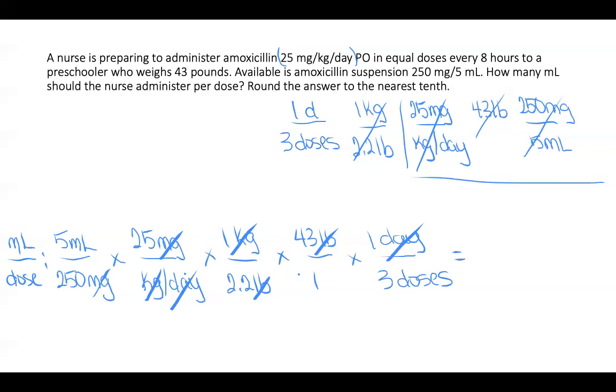So we can do our math straight across. 5 times 25 times 1 times 43 times 1 is 53.75. And 250 times 1 times 2.2 times 1 times 3 is 1650. 53.75 divided by 1650 is 3.25. And our rounding rule says round to the nearest tenth. So 3.25 is going to be rounded to 3.3 milliliters per dose.